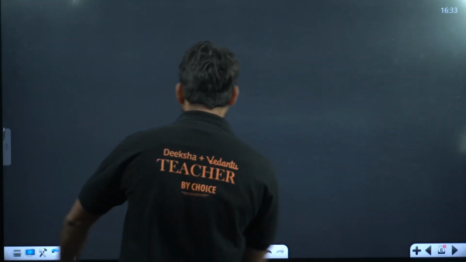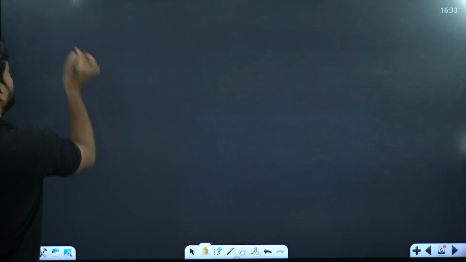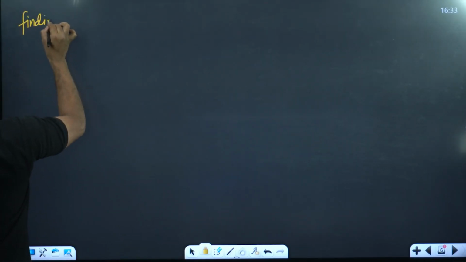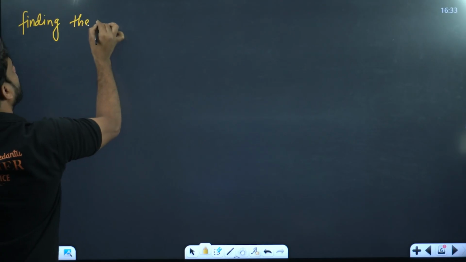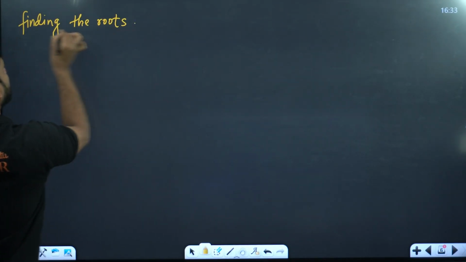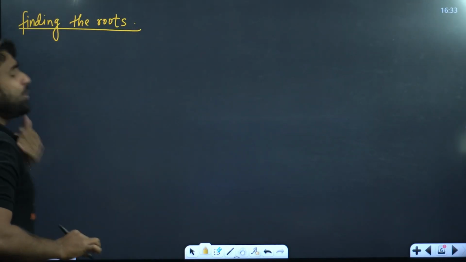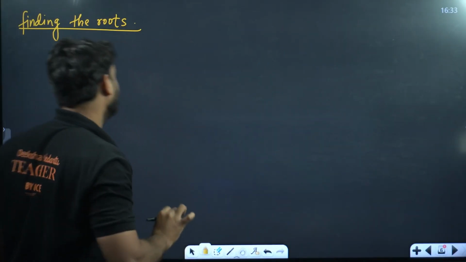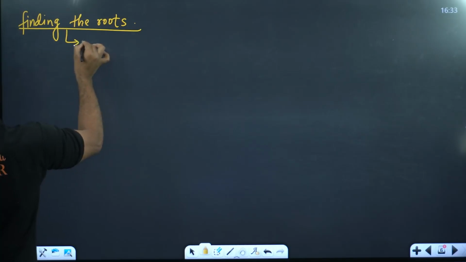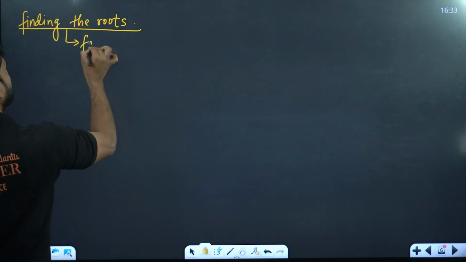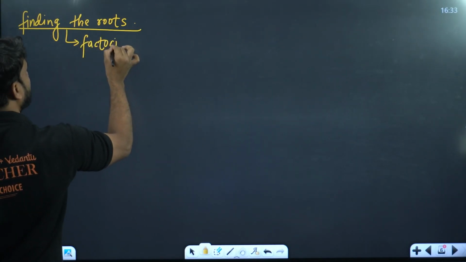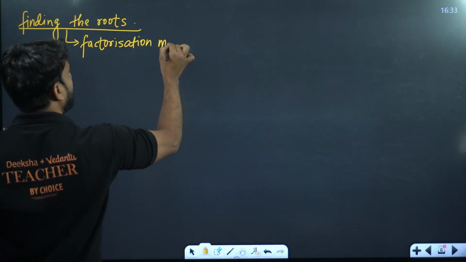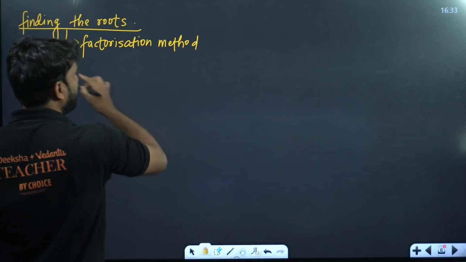Okay. Now the next topic is finding the roots. So to find the roots of any quadratic equation, we have three methods. The first is the factorization method that we did in the previous question. We have already applied this method in the previous question.